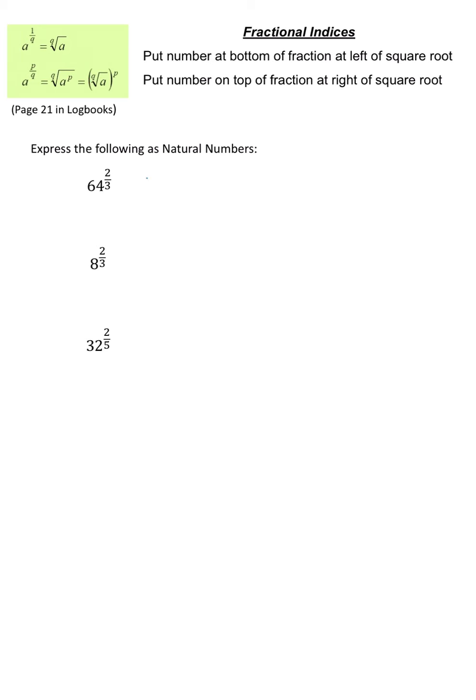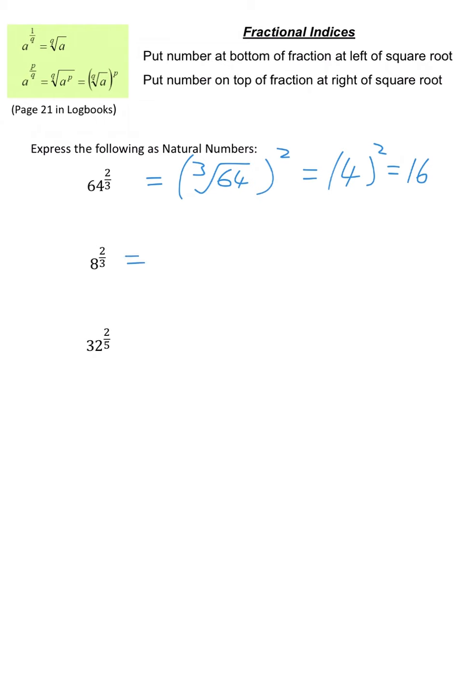So in the first one there, our denominator is 3, so that'll go to the left of the square root. So the third root of 64, then brackets and all squared. So we work from left to right. So the third root of 64, that is 4. So we have 4 squared, which is 16.